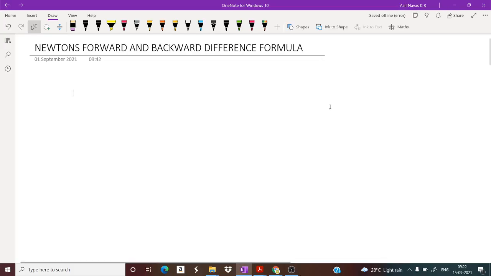Newton's forward difference formula and Newton's backward difference formula. So first I define what is finite difference. Finite difference.